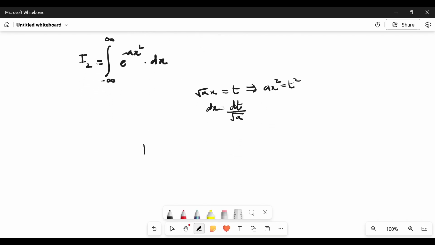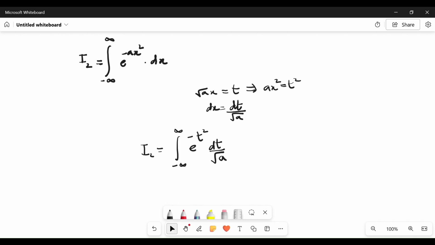So this I2 integral will be from minus infinity to infinity of e raised to minus t square, and in place of dx, it will be dt by root a. So what about the limits? The limits will be the same, right? Because if you put minus infinity, you'll get minus infinity as t, and for infinity as well, t will be infinity.